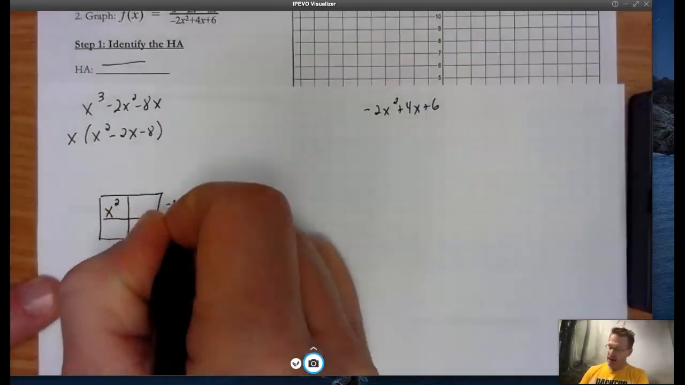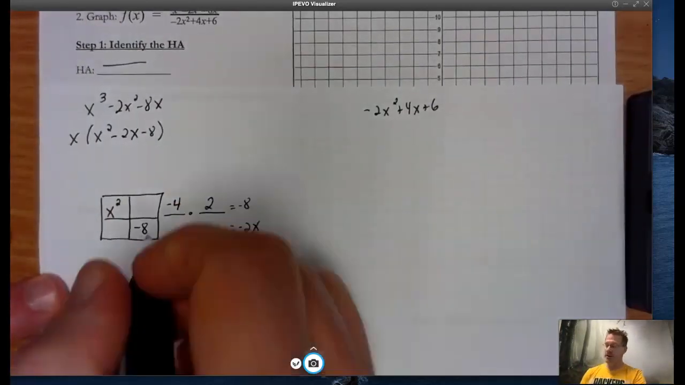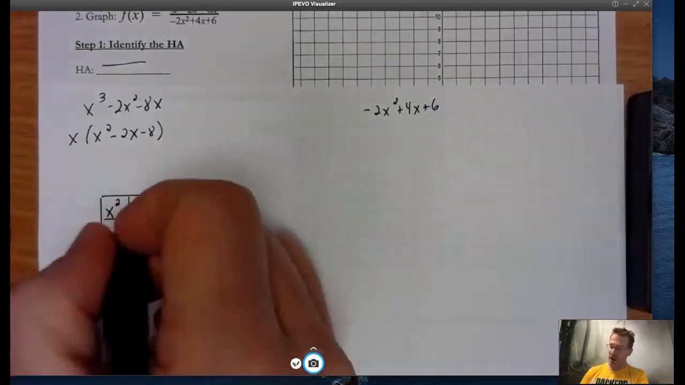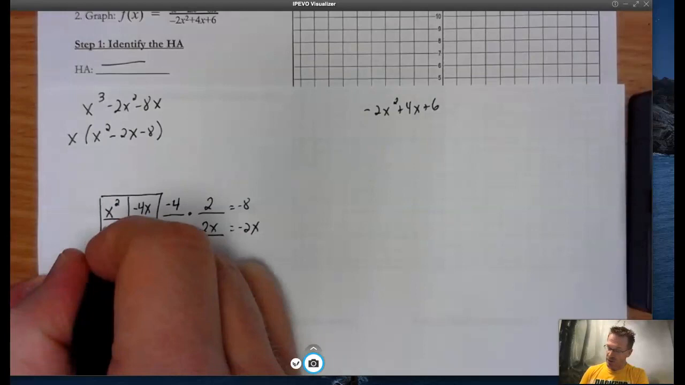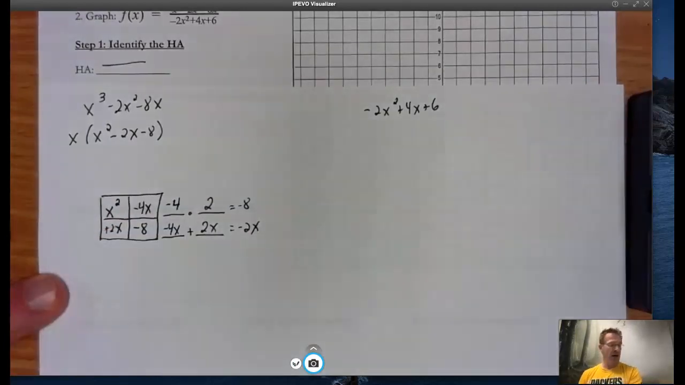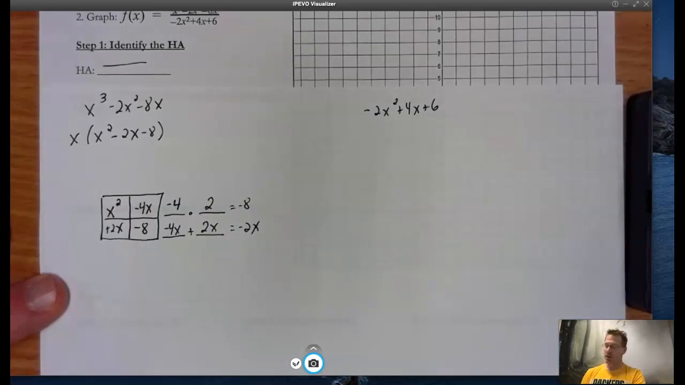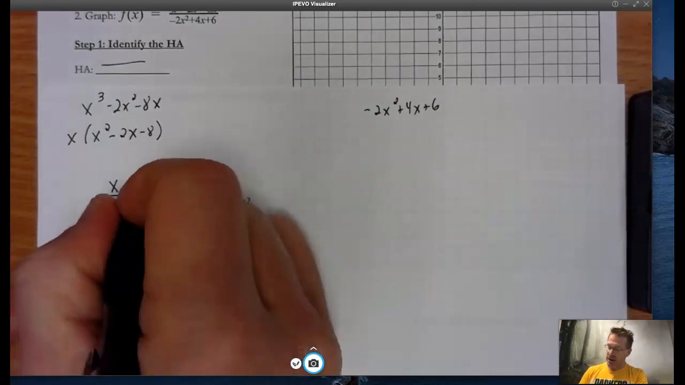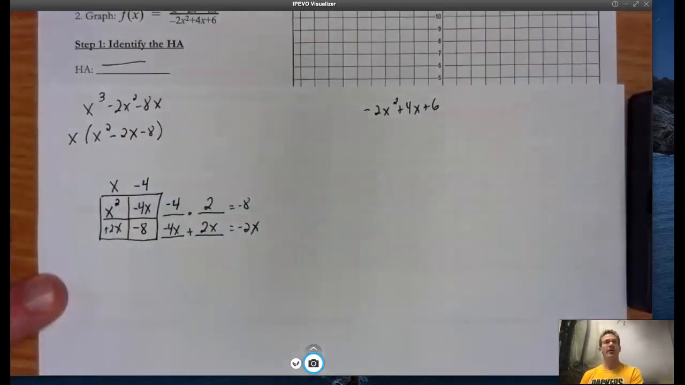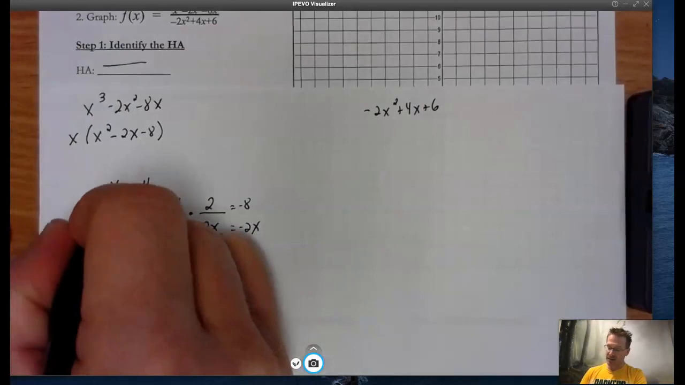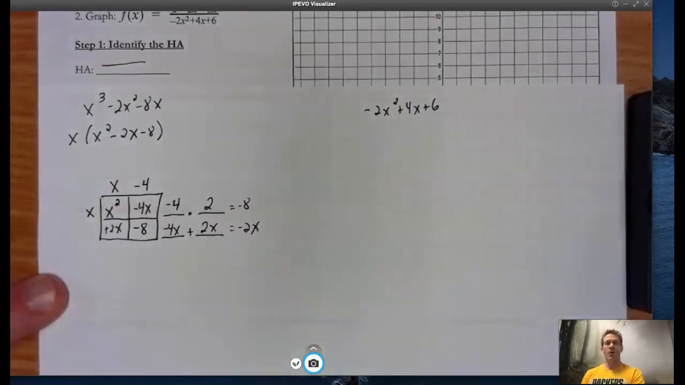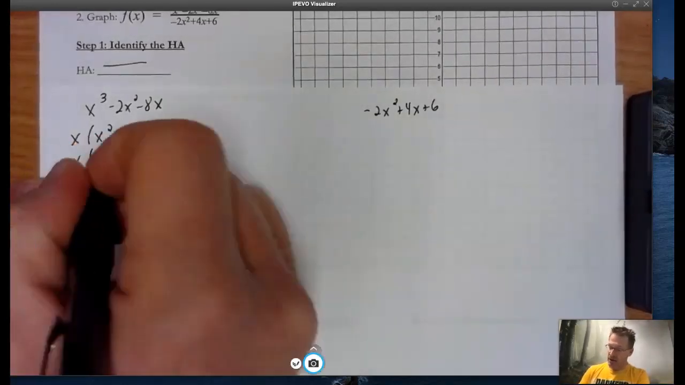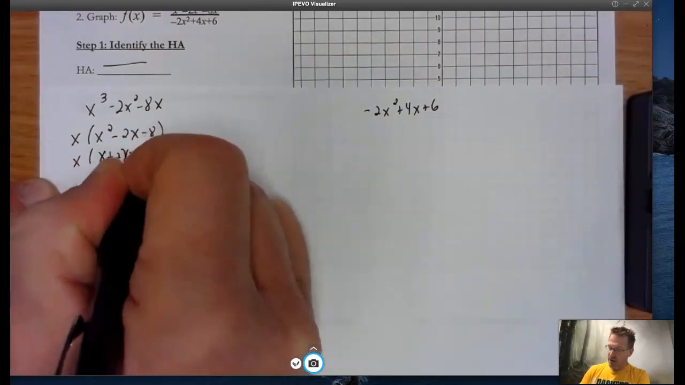So that makes me feel like it's -4 times 2, which is -8, and then -4x plus 2x, which is -2x. All right, so let's drop that -4x into this slot. Let's drop that positive 2x into that slot. Now first column, our GCF is a positive x. Second column, our GCF is a -4. First row, our GCF is x. Second row, our GCF is a positive 2. So our numerator factors into x plus 2 times x minus 4.